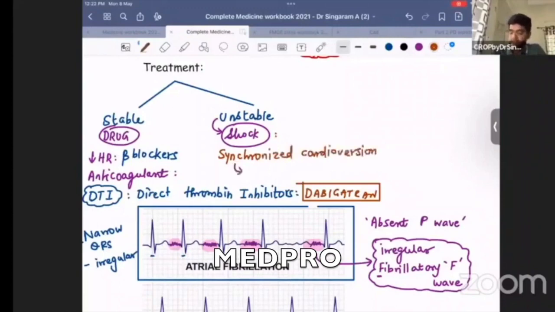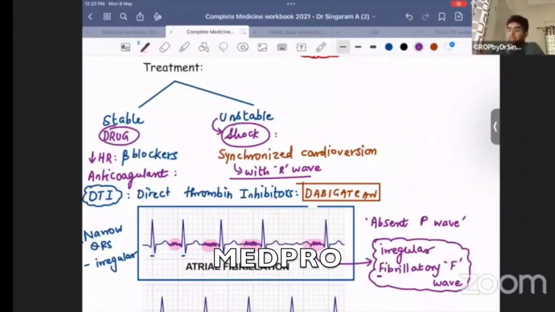We are synchronizing the shock with the R wave of the patient. That is what is called synchronized cardioversion. You don't need to know more about this. You just need to press that equipment and press that sync button. That will automatically sync with the R wave and then deliver the shock. So please make a note of it.